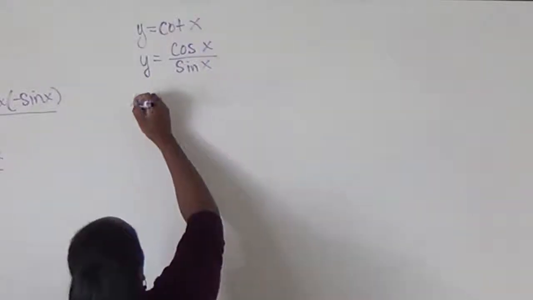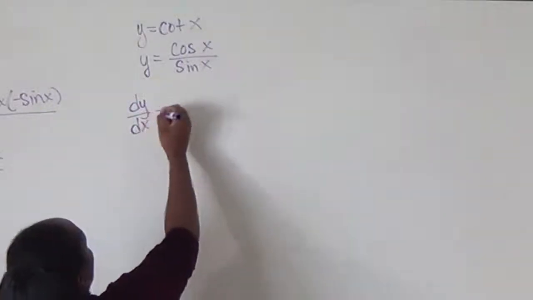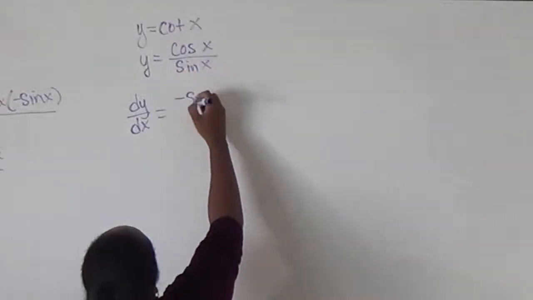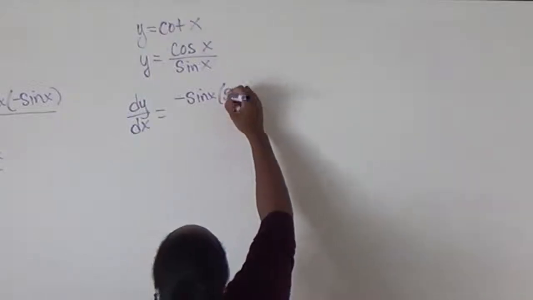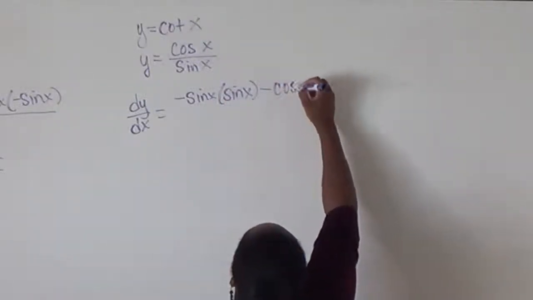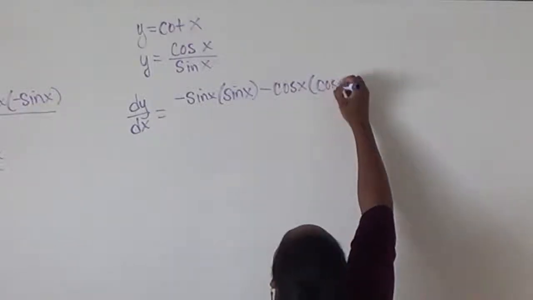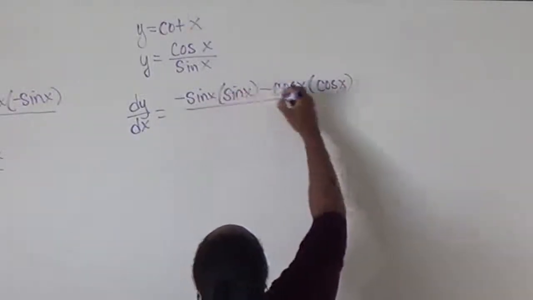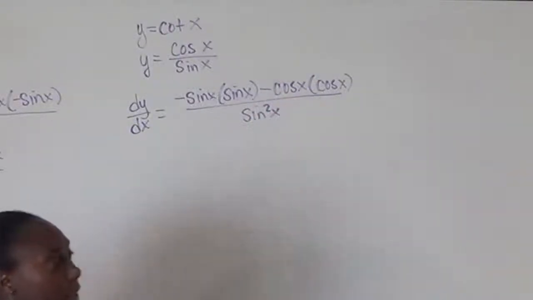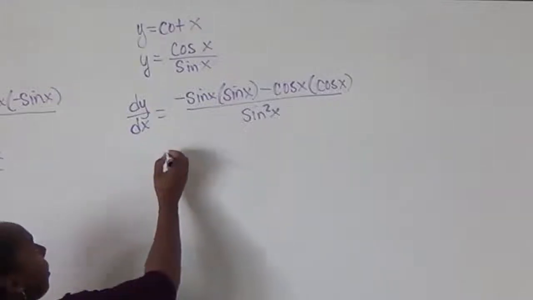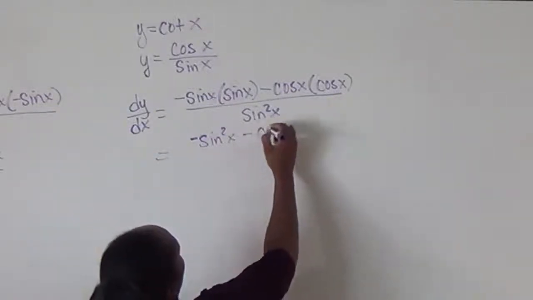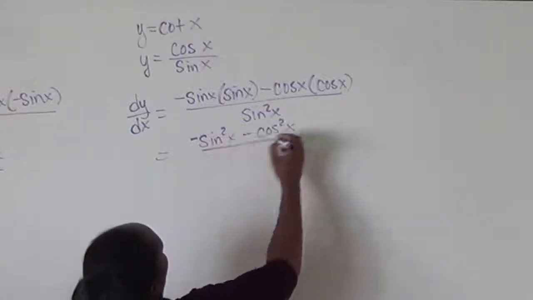Okay. So our dy dx here will look like our quotient rule again. So derivative of the top, which is a negative sine x, times the bottom, minus the top times the derivative of the bottom, all over the bottom squared. Simplifying, we can see we're going to get negative sine squared x minus a cosine squared x all over sine squared.